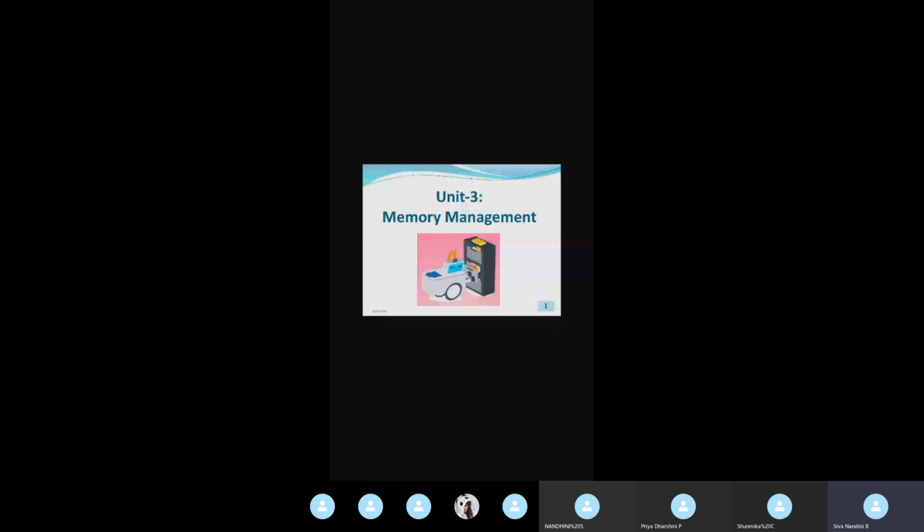Last class we saw about swapping. So what do you mean by swapping? To get a process in main memory for execution, we'll be performing swapping. That is, a process from main memory will be swapped out, and the process which needs execution will be swapped in for execution. Okay, that is the concept of swapping.